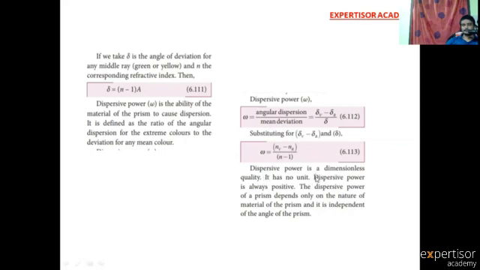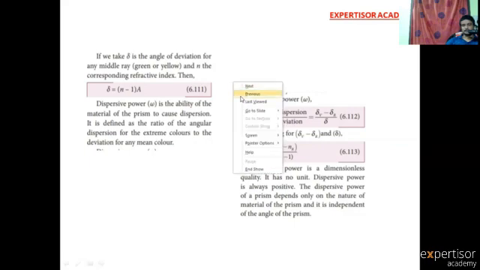Dispersive power is a dimensionless quantity. It has no unit. It is always positive. The dispersive power of a prism depends on the nature of the material of the prism. It is independent of the angle of the prism A.